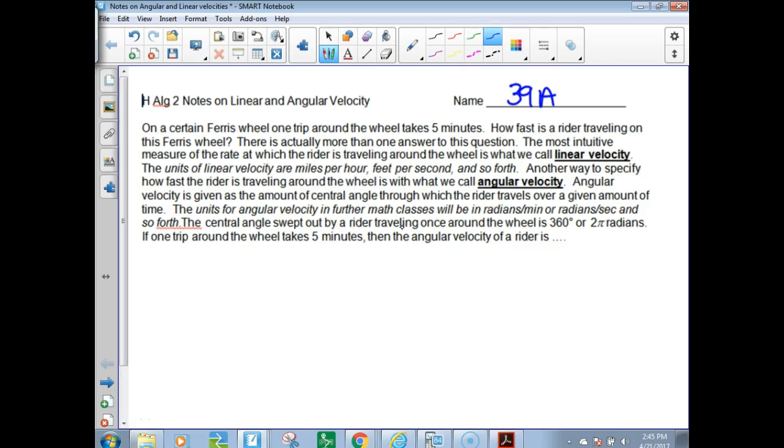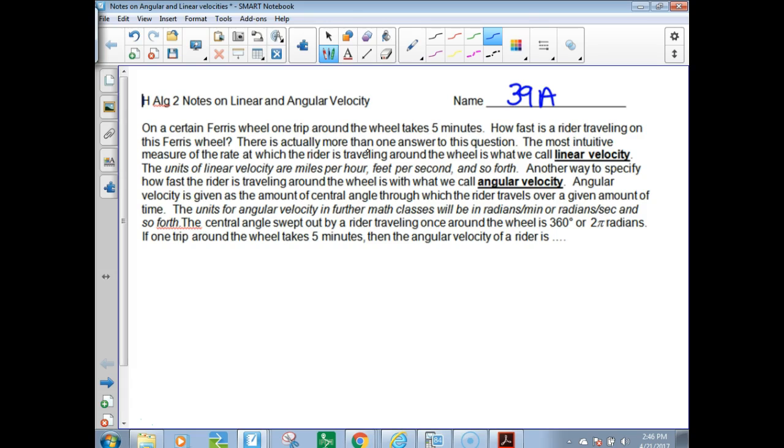We are going to do notes on linear and angular velocity today, and it's on your worksheet 39A. On a certain Ferris wheel, one trip around the wheel takes 5 minutes. A long time. One time around. How fast is a rider traveling on this Ferris wheel? There's actually more than one answer to this question.